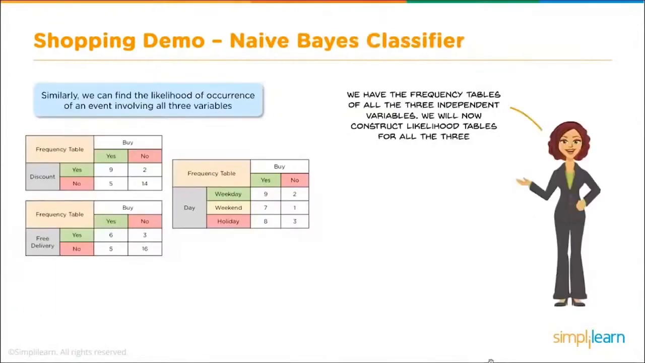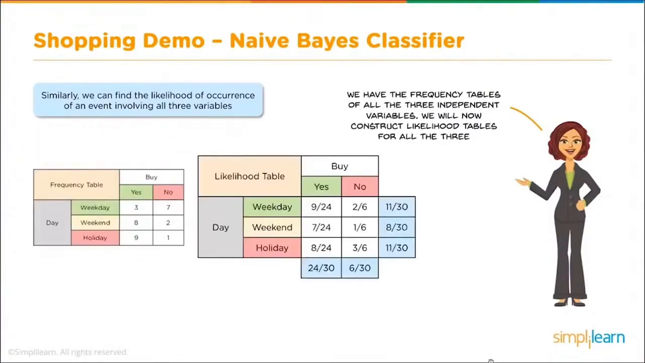Next, we can take the same setup. We have the frequency tables of all 3 independent variables. Now we can construct the likelihood tables for all 3 of the variables we're working with. We can take our day like we did before. We have weekday, weekend, and holiday. And we filled in this table.